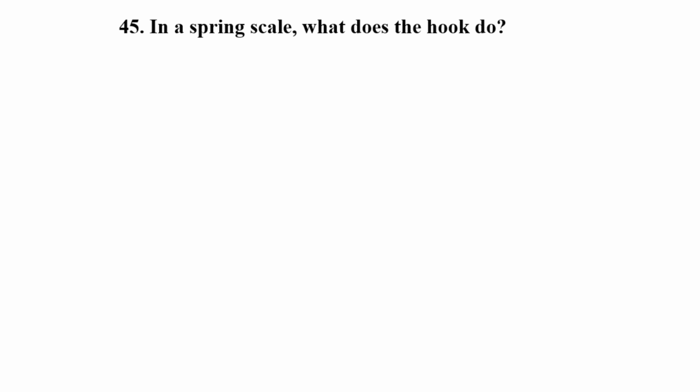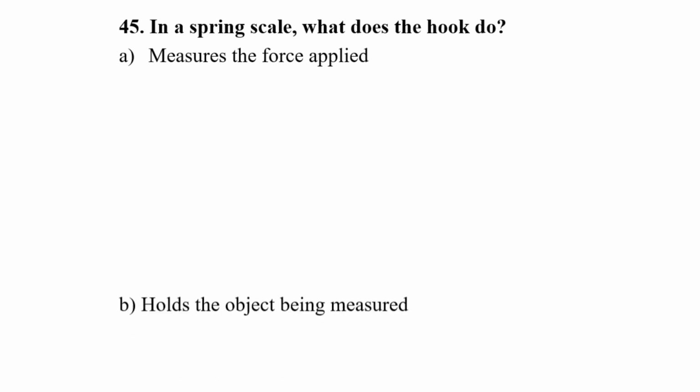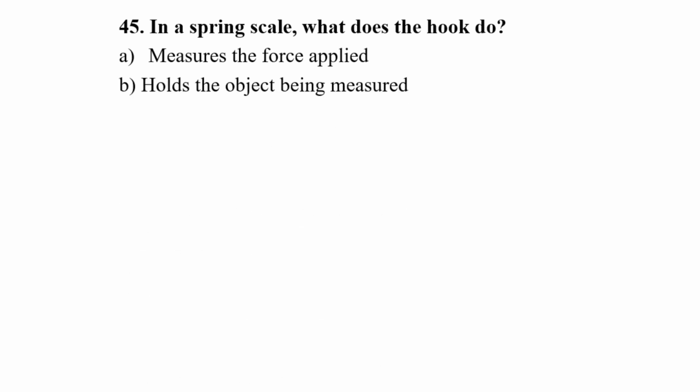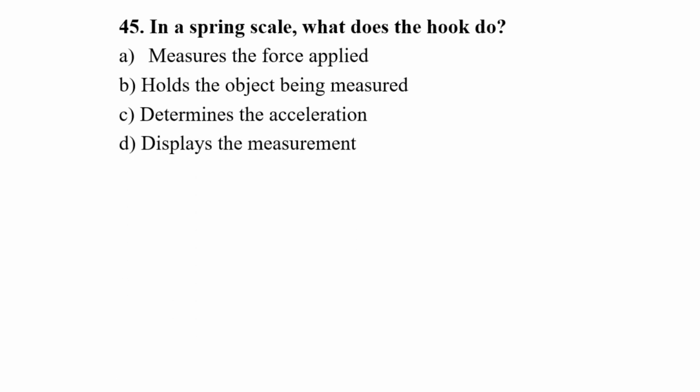Question number 45. In a spring scale, what does the hook do? A. Measures the force applied. B. Holds the object being measured. C. Determines the acceleration. D. Displays the measurement.